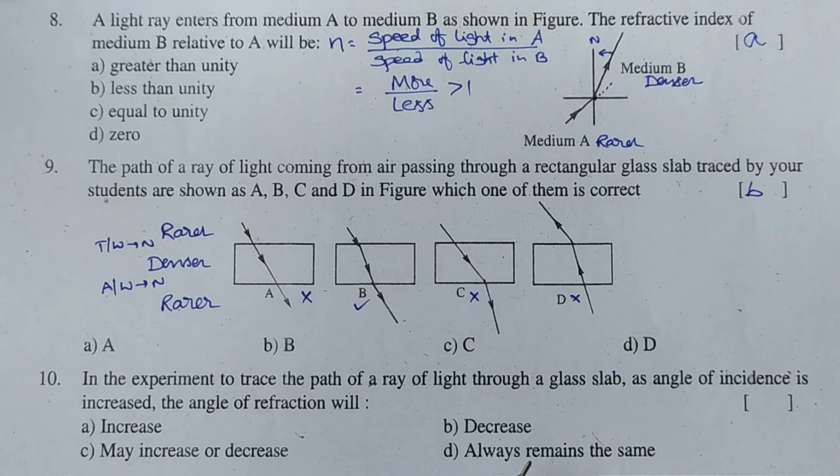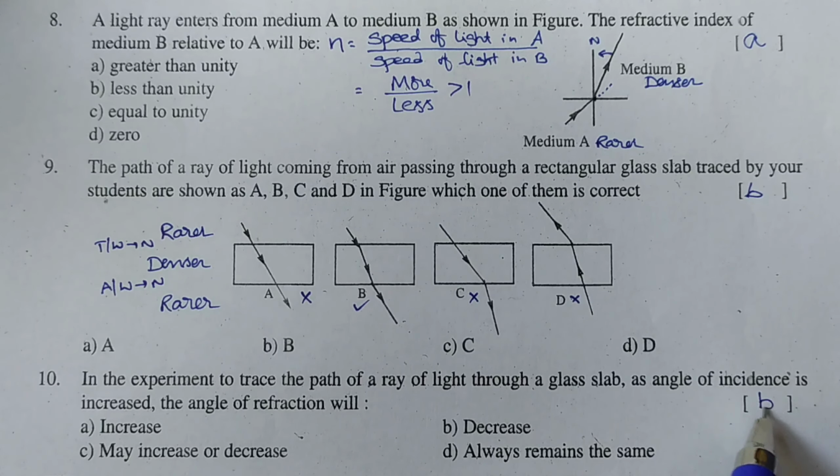Now we see question number 10. In an experiment to trace the path of a ray of light through a glass slab, as the angle of incidence is increased, the angle of refraction will be decreased. Here these two are opposite to each other. When the angle of incidence is increased, then automatically the angle of refraction will be decreased. So from the options, option B is the right answer.